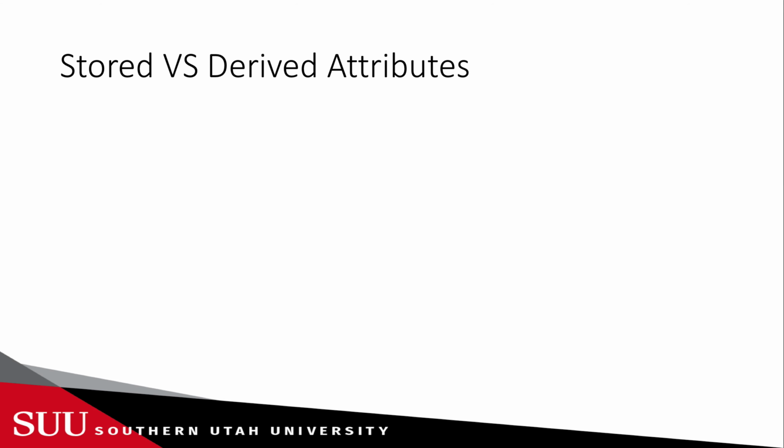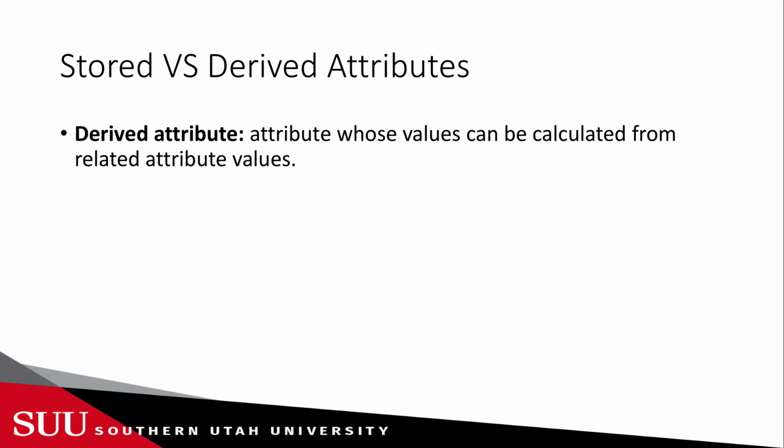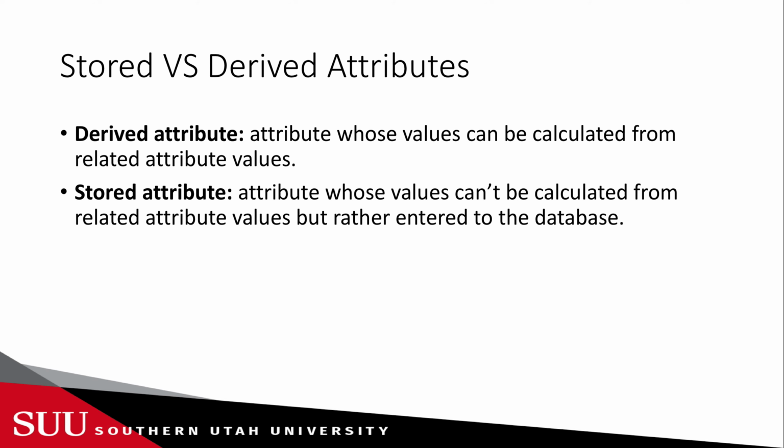Now, the next one is what we call stored versus derived attribute. So a derived attribute is an attribute whose value can be calculated from related attribute values. And the stored attribute is something that we cannot calculate, but we will have to enter into the database. A good example of this is going to be date of birth and then age. So we can calculate the age based on the date of birth. So we enter the date of birth, which is going to be a stored attribute, and then the derived attribute would be something like the age.